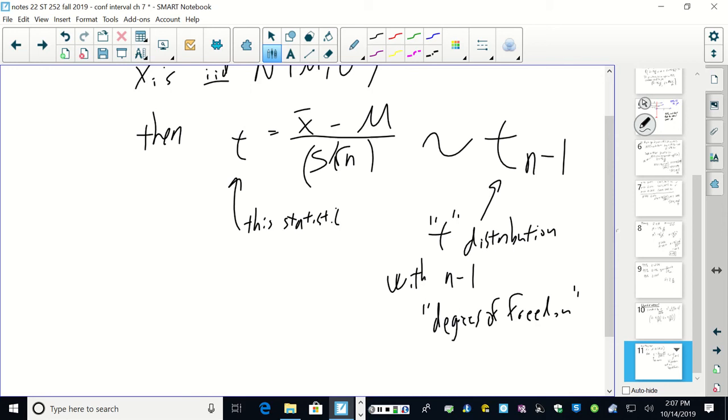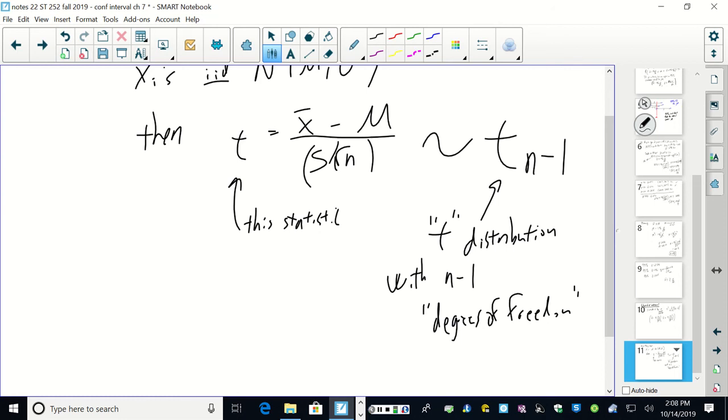Kind of an index based on sample size. There's an infinite number of different t distributions. They depend on a certain parameter, actually, and it's indexed by sample size minus 1. Why minus 1? Well, you're estimating the mean, so you're using up one bit of information, and there's n minus 1 left over.